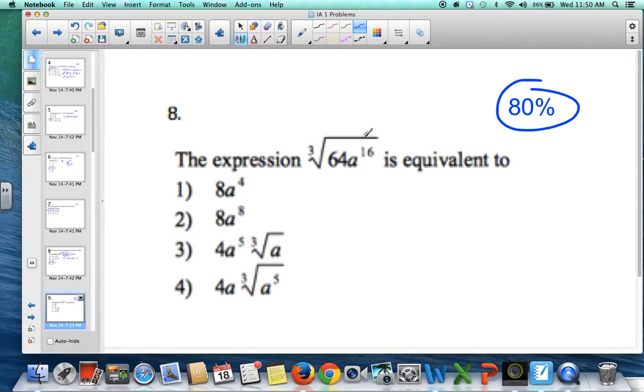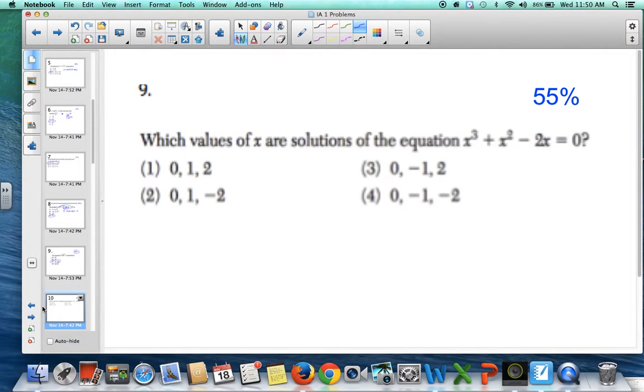This one, many people did well. 80% was a nice job. We could have still missed a few. The cube root of 64 is 4, so right now I'm crossing off these two. And then I look at this 8 to the 16th. There's five groups of 3, so 8 to the 5th is going to come out, and this leaves me with 1a, so that's the answer, number 3.